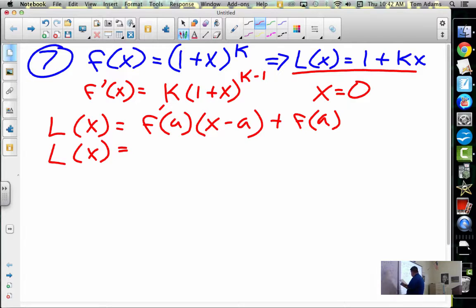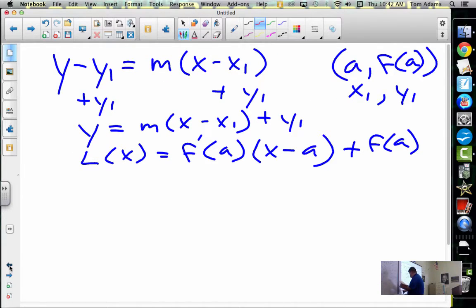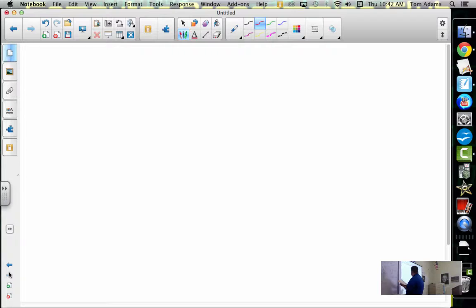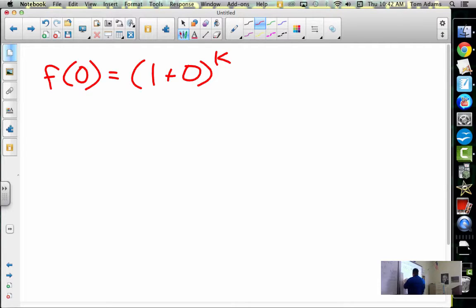All right. So for my linearization, what is f of 0? Well, f of 0 is equal to 1 plus 0 raised to the k, right? So then that means that f of 0 is equal to 1 raised to the k. Pick a number for k. We don't know what k is, but pick a number for k.